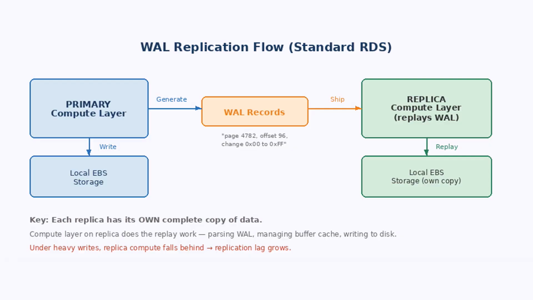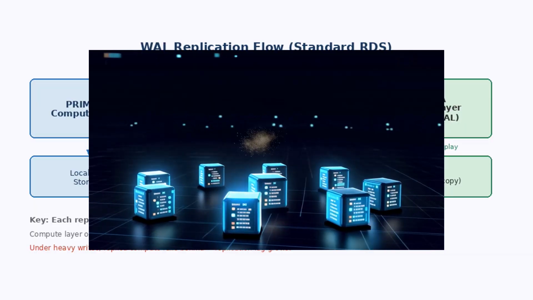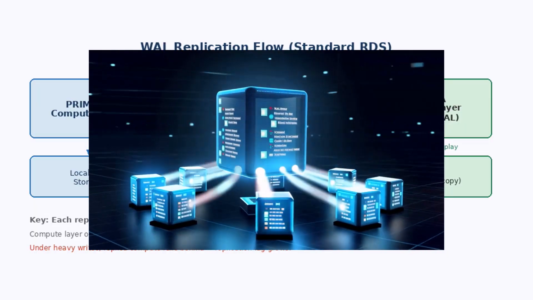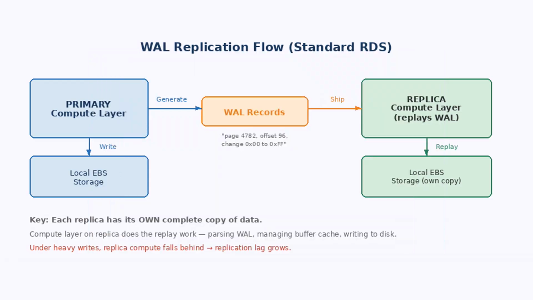On AWS, multi-AZ deployment gives you a synchronous standby in a different availability zone. If the primary fails, failover happens in 60 to 120 seconds. Good. We're no longer a single point of failure, but something important just happened that we need to talk about.